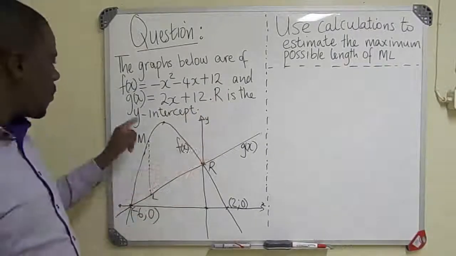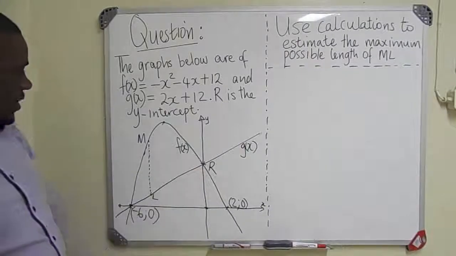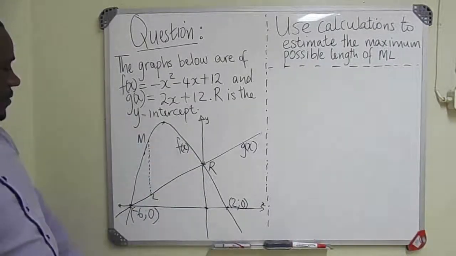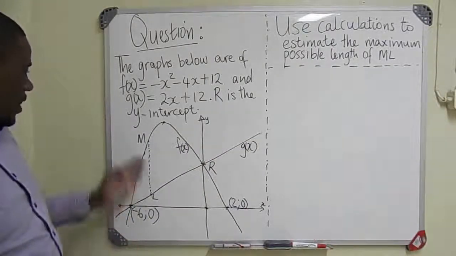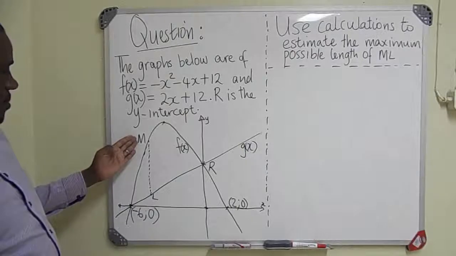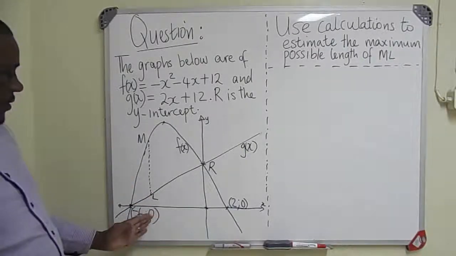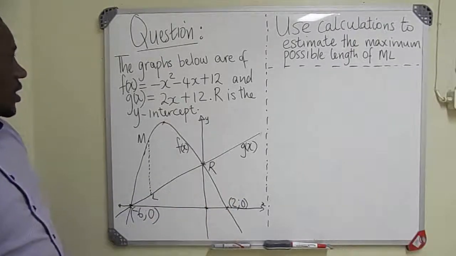R is the y-intercept. So we see our R here is our y-intercept, and then we have our parabola, which is our f of x, and our linear function, which is our g of x. We have M and we have L here. We have minus 6, 0, 2, and 0 as the intercepts.